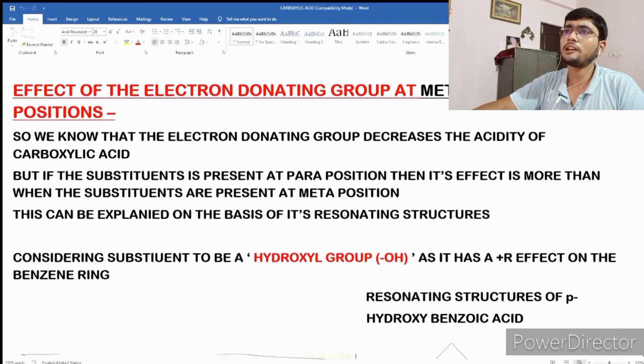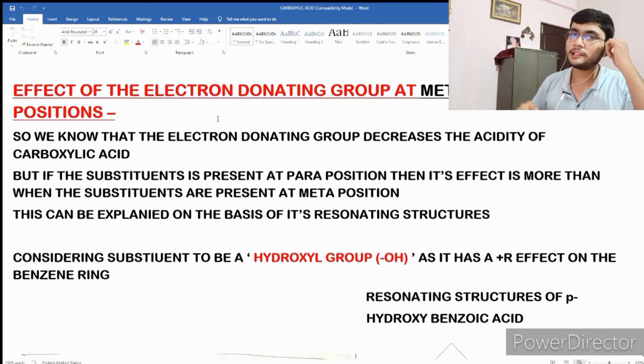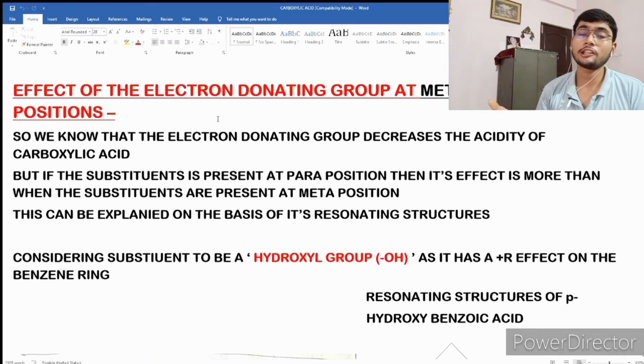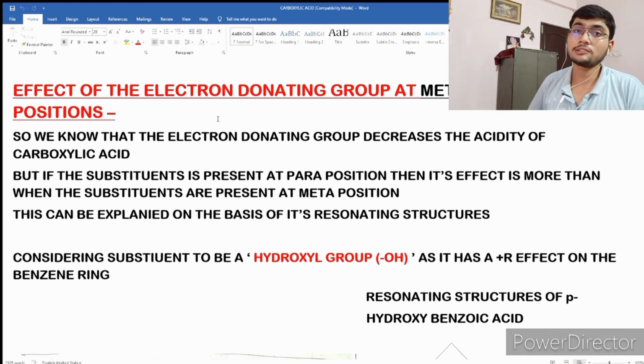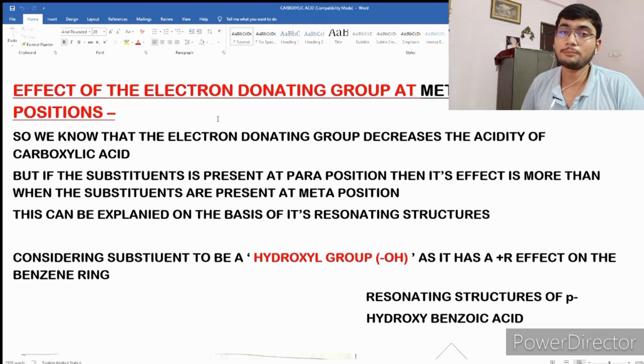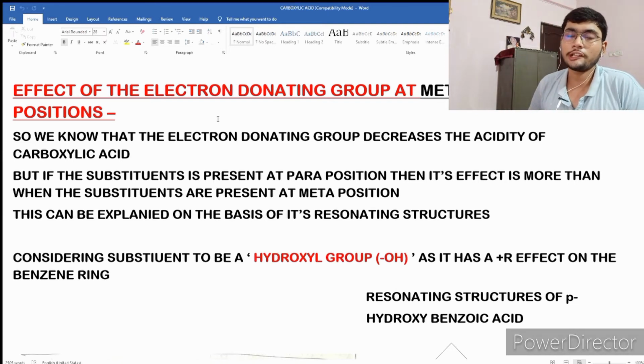Now let us see the effect of an electron donating group at the meta and para positions. In aromatic acids we can attach electron donating groups or electron withdrawing groups at various positions, basically the ortho, meta and para positions. There are three positions. If we attach the electron donating group at the meta and para position, what will happen? The electron donating group increases the negative charge of the conjugate base, so it will destabilize it. We all know that. But which isomer will destabilize it more, meta or para? The para isomer destabilizes the conjugate base more as compared to the meta isomer.